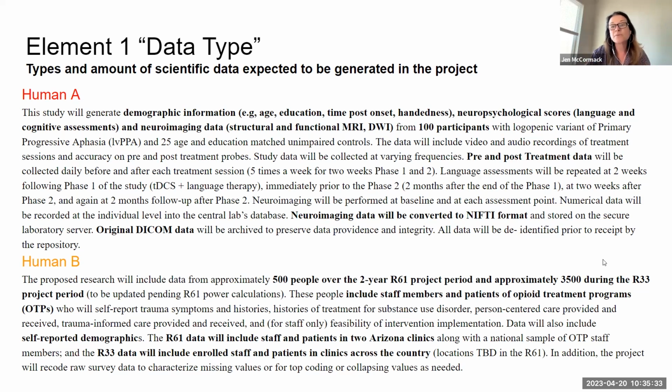We're talking about folks who are dealing with opioid treatments. So all of the sensitivities in terms of being actual patients in a treatment program, dealing with also, again, the R33 and the R61, the difference in data. The R61 phase was 500 people over that 2-year. By the time they get to the R33, we're talking about 3,500 participants. And then we're also talking about staff and patients in these clinics. So a lot of sensitive data.